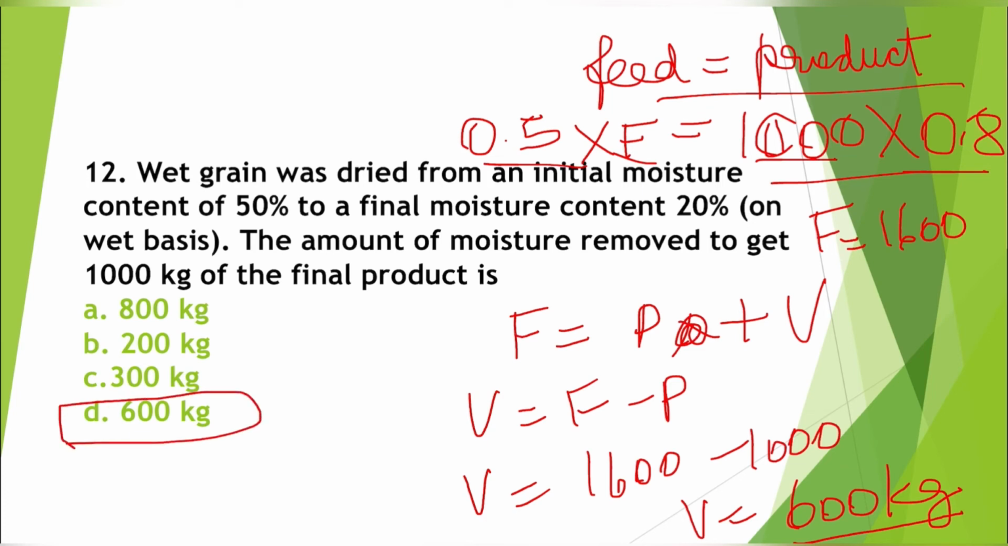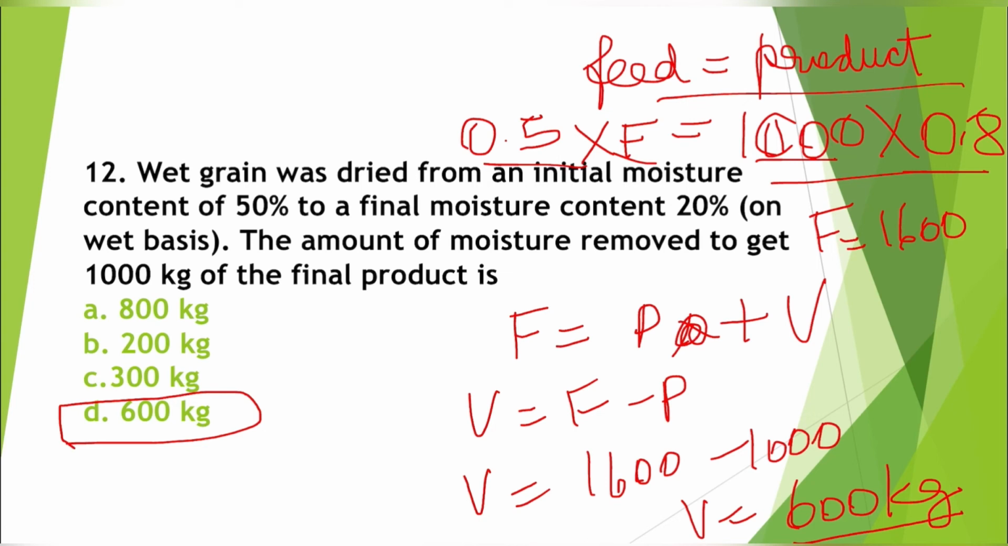Have you understood what I did? I used mass balance. The feed in kgs with 50% moisture is our input, and our output is the product, that is 1000 kg with 20% moisture. So input equals output: 0.5 into F and 1000 into 0.8. So we got F from there, that is 1600 kg.